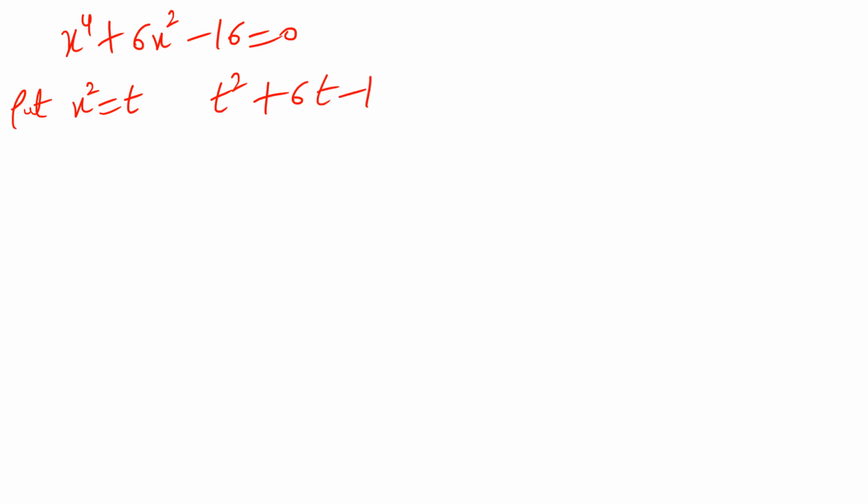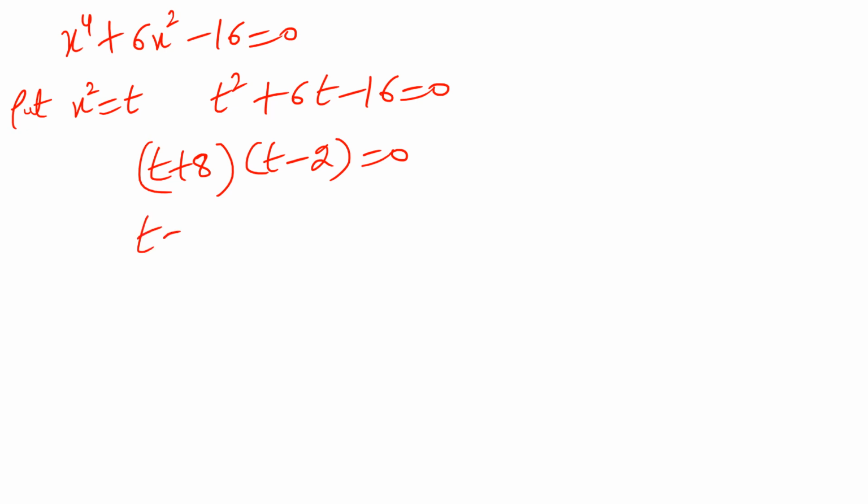Now students, the equation becomes x^4 + 6x^2 - 16 = 0. Just put x^2 = t. So the equation becomes t^2 + 6t - 16 = 0. I am using the middle term splitting method to factorize it. It becomes (t + 8)(t - 2) = 0. So either t is equal to -8 or 2. So from here we get x^2 = -8 or x^2 = 2.